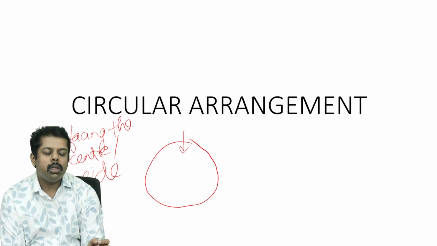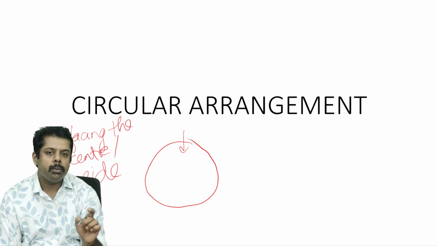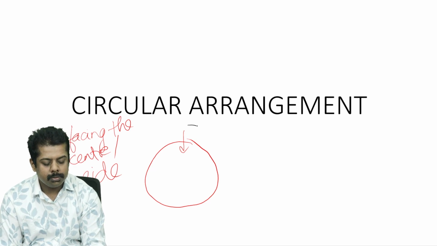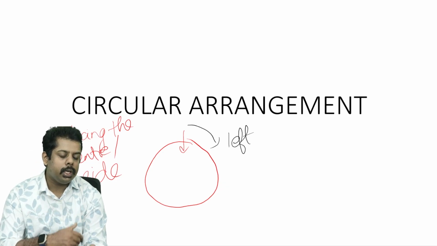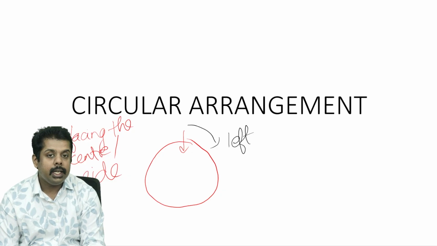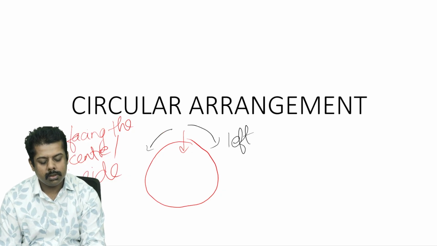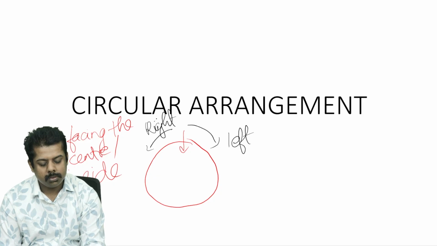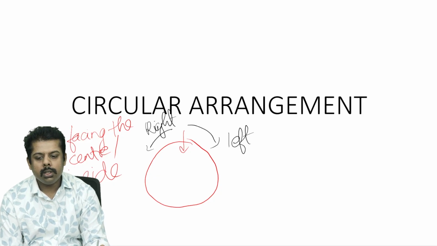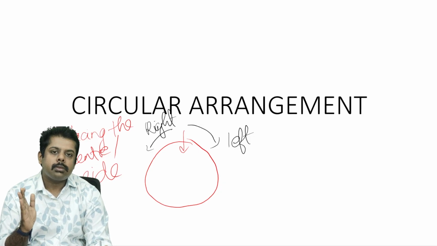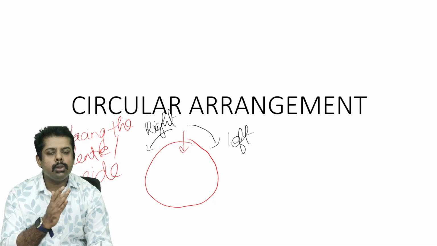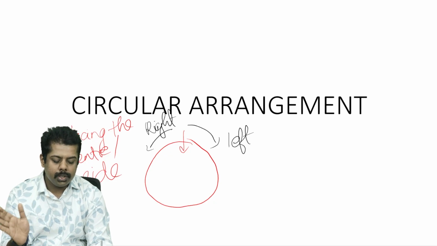So facing inside, you have to remember that going clockwise here means going to the left, and going anti-clockwise means going to the right. This is an important thing that you need to remember. So facing the center or facing inside, if you are going clockwise, you are going to the left. If you are going anti-clockwise, you are going to the right.